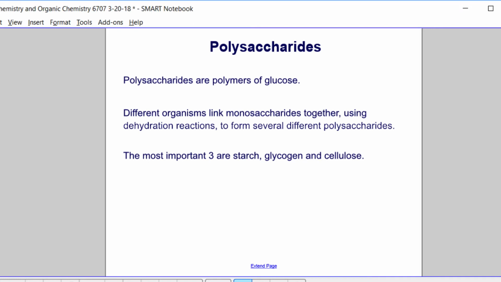Polysaccharides are polymers of glucose. Different organisms link monosaccharides together using dehydration reactions to form several different polysaccharides. The most important three are starch, glycogen, and cellulose.